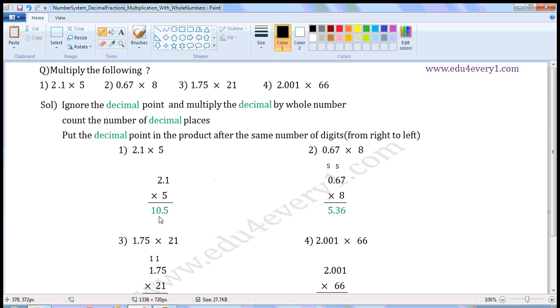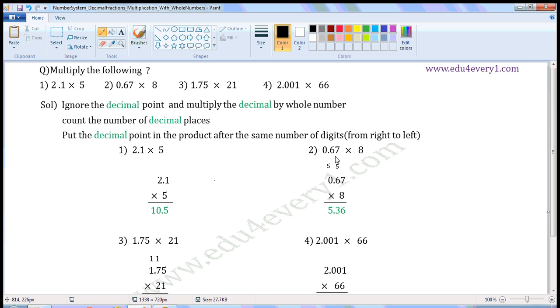Now count the number of decimal places. There is one decimal place. So move to the right corner of the result and count one place. This is first place. So put the decimal point before 5. So this becomes 10.5. 2.1 into 5 is equal to 10.5.